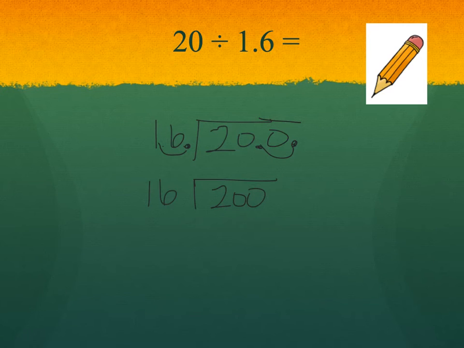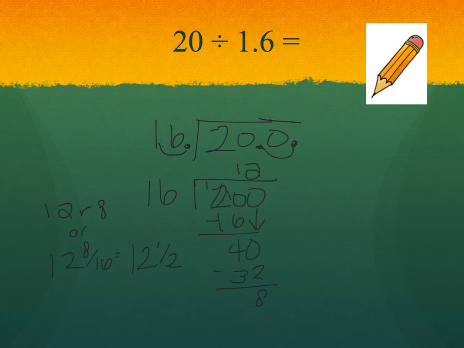16 cannot divide into 2, but it can divide into 20 one time. 1 times 16 is 16. Subtract, I get 4. Bring down my 0. 16 divides into 40 twice, which is 32. Subtract, I get 8. Now, in the past, we would have just written 12 remainder 8, or we would have written 12 and our remainder as a fraction, so 8/16, which is the same as 12 and 1/2. But now I'm working with decimals. I want to add zeros to my dividend.